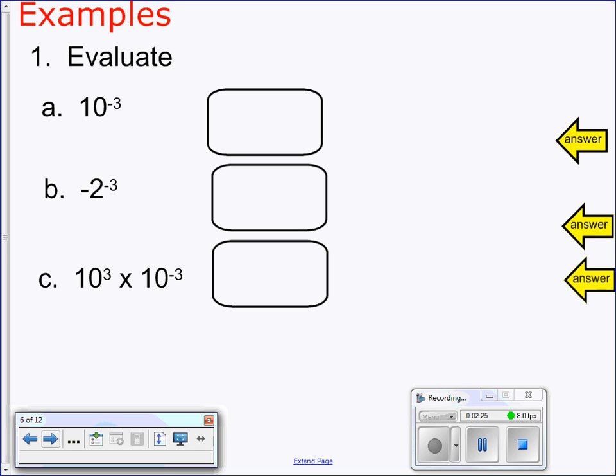So if we're evaluating 10 to the negative 3rd, we have to make that a reciprocal. So it's 1 over 10 to the 3rd, which is 0.001 or 1 thousandths. Negative 2 to the power of negative 3 becomes 1 over negative 2 to the positive 3, and negative 2 times negative 2 times negative 2 is negative 8.